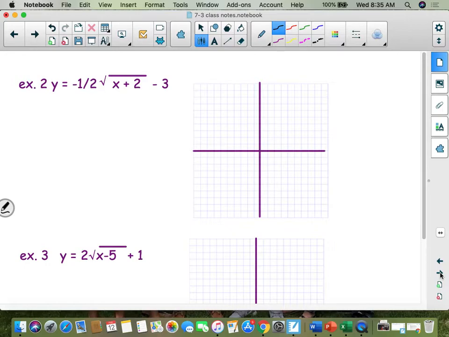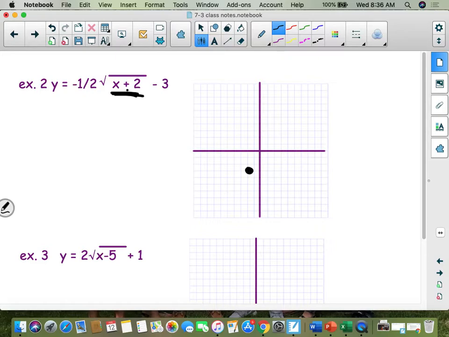This one, if it's inside, it moves side to side. You're going to move it to the left 2 and down 3. Left 2, down 3. Here's my new spot. The half makes it wider or skinnier, but it's kind of hard to make something wider or skinnier. So just kind of ignore that.